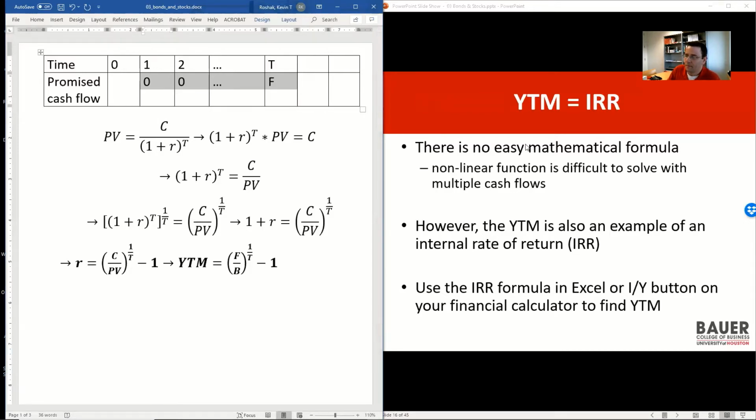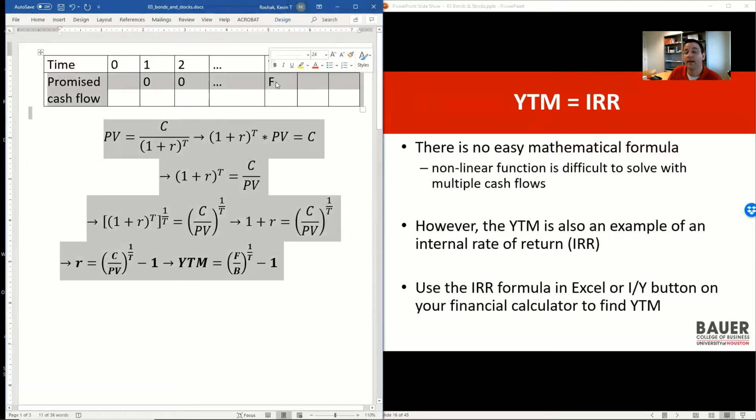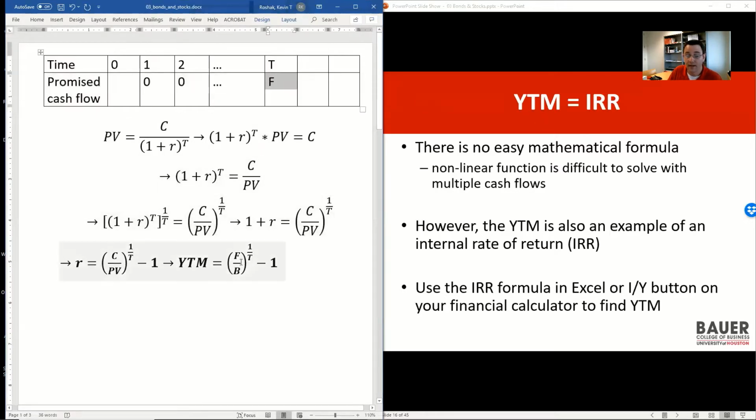Okay. But for our purposes, mathematically, there's not an easy way to calculate the yield to maturity or the IRR if you have more than 2 cash flows. Okay, here we've got 2 cash flows in our example because we had the face amount and we had the price of the bond, B. So those are the only 2 cash flows. With 2 cash flows, you can solve for the yield to maturity.